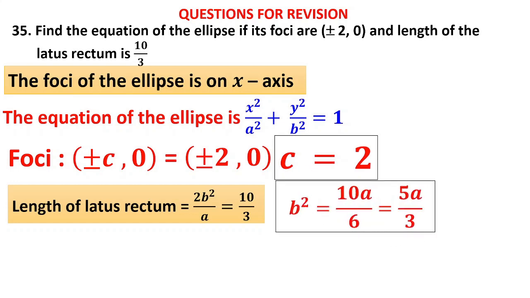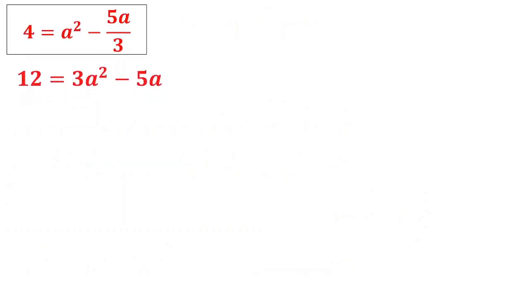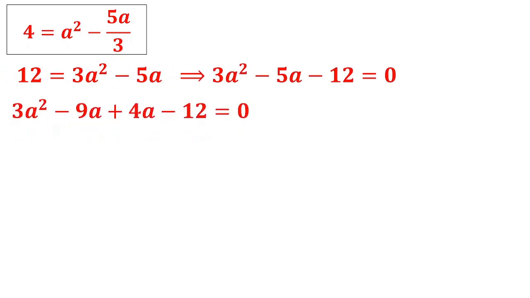Therefore, I will get a relation between b and a, or b square and a, whatever may be. For b square, when you cross multiply, it will become 10a by 6 or 5a by 3. Therefore, c square is a square minus b square once again. Therefore, 4 is equal to a square minus 5a by 3. And I continue. Therefore, I will take LCM. And I am getting the equation as 3a square minus 5a minus 12 is equal to 0.